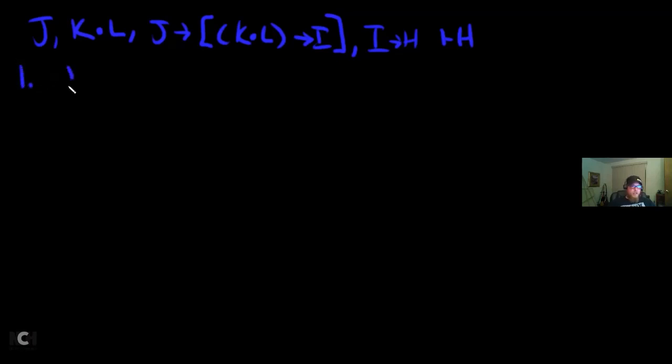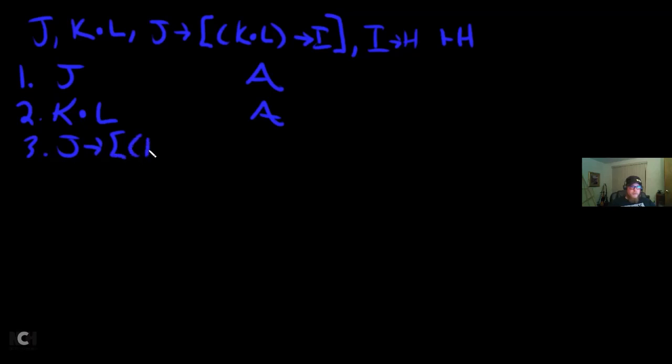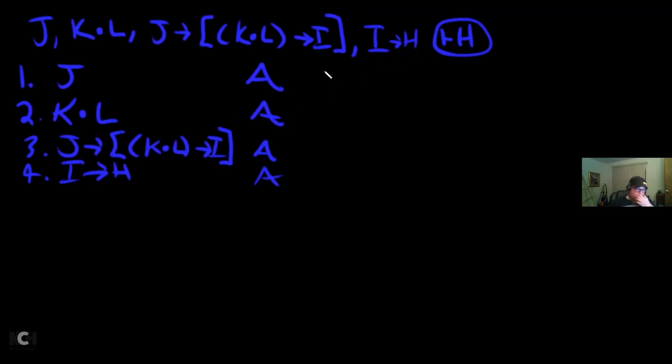Line 1 is just J by itself as an assumption. Line 2 is K dot L, assumption. Line 3 is going to be J arrow, brackets, parentheses, K dot L, arrow I, close brackets, assumption, and then assumption number 4, I arrow H. And then it's solve for H. That's what we're solving for. So get that out of this.